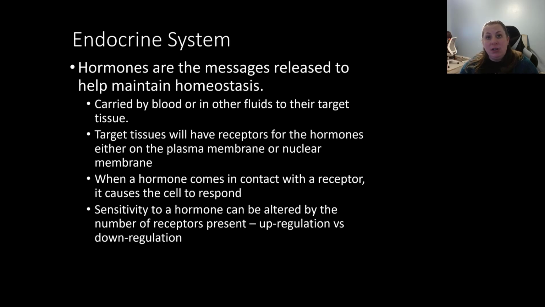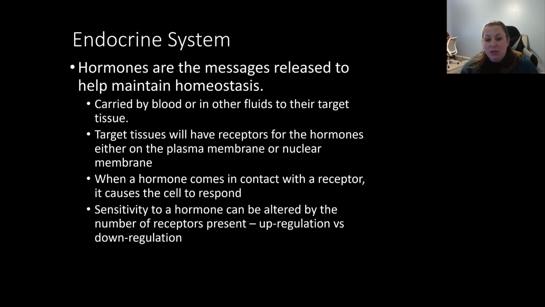And so only tissues who have the receptors present are going to be the ones who respond to the message. Kind of like your phone. If you don't have reception, you don't get the message. Okay? And so you have to have the receptor in order to receive the message from these hormones. When hormones come in contact with the receptor, it causes the cell to respond somehow, whether that's to release something else or for the cell to then do something.